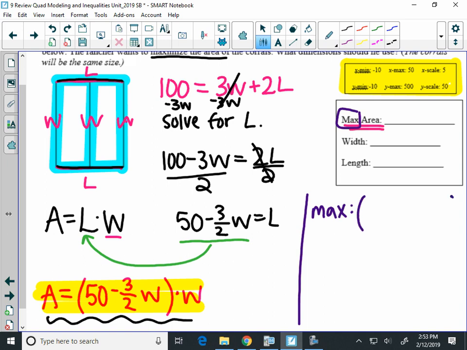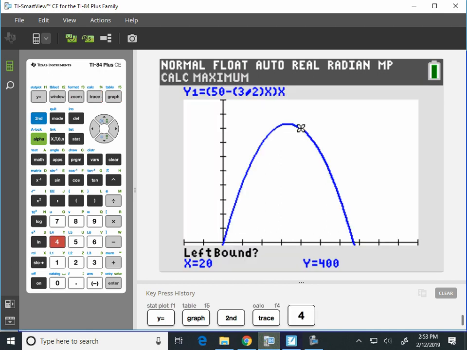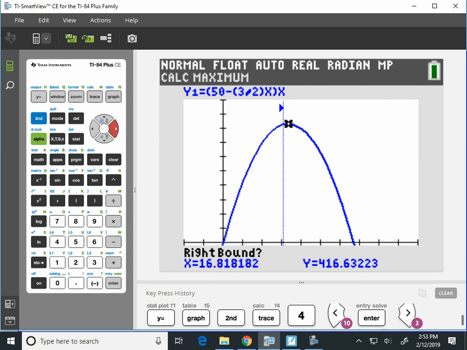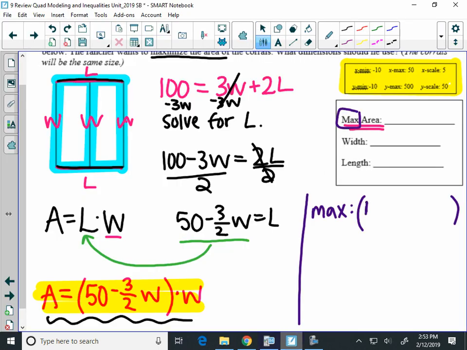The maximum is at some value. Okay, so I'm going to trace it. Second trace, I'm going to choose maximum, number 4. And I'm going to come a little to the left, a little to the right. Here we go. It has the ordered pair 16.67, about, and 416.67. Okay, so that's your ordered pair: 16.67 and 416.67.